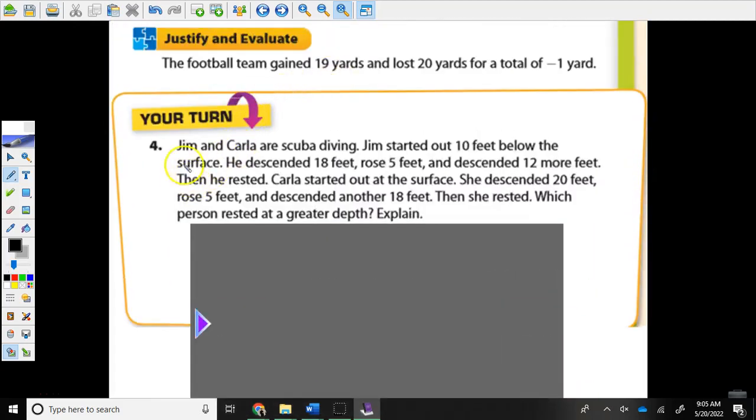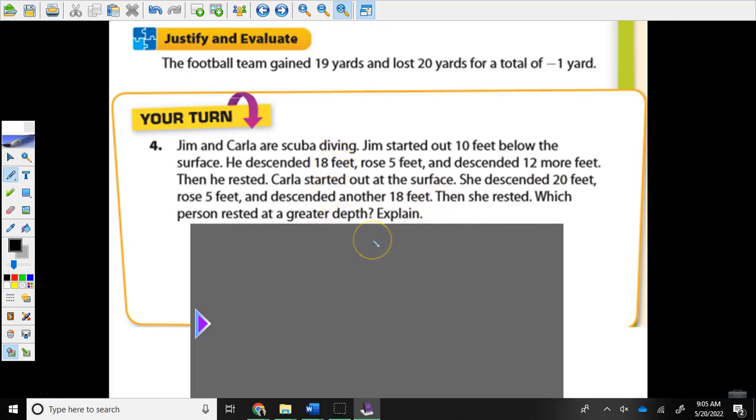So, Jim and Carla, your turn. Pause. Jim and Carla are scuba diving. Jim started out 10 feet below the surface. He descended 18 feet, rose 5 feet, and descended 12 more feet. Then he rested. Carla started out at the surface. She descended 20 feet, rose 5 feet, and descended another 18 feet. Then she rested. Which person rested at a greater depth?